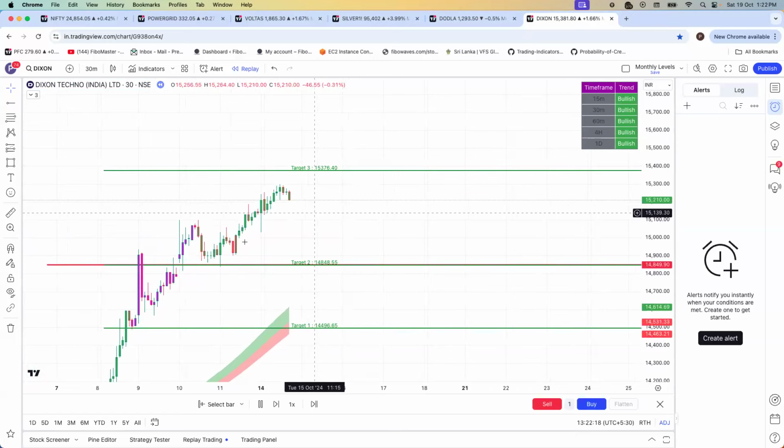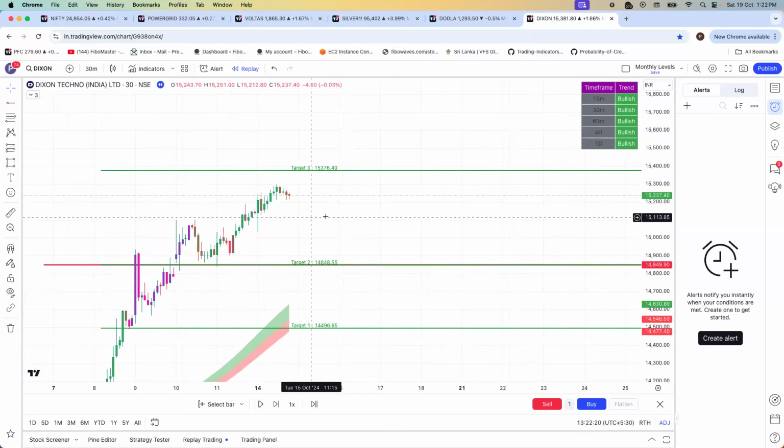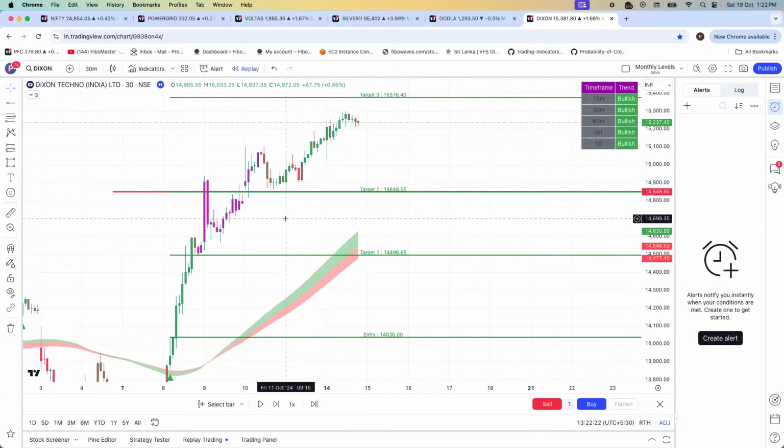So is it possible to get an alert where all time frames are bullish? Stocks which are bullish in all time frames? I mean, not like that. Sometimes it should be negative also. Okay, if everything is bullish, then it turns bearish also, no? Yes. Don't think of this. Okay, if everything is bullish, everything is bullish.